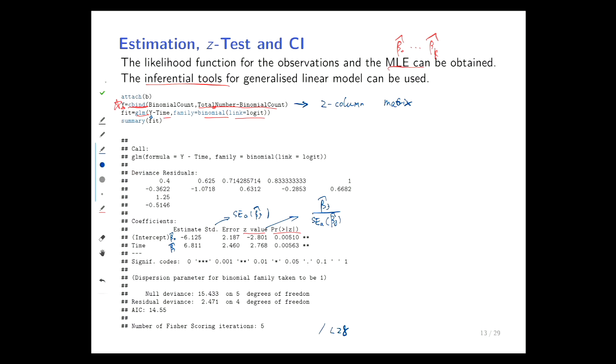And also we have the corresponding p-value. So by using this p-value, we can test, for instance, here we can test beta 1 equals 0. And if it's smaller than 0.05, we just reject this null hypothesis.